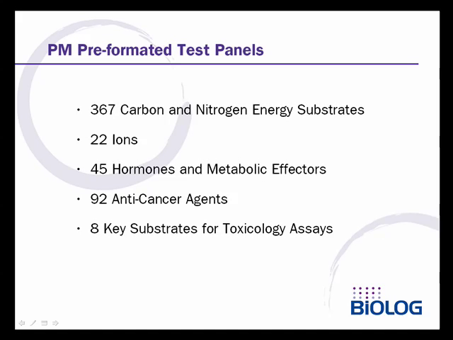Biolog offers a variety of test panels, and some or all of these can be used in phenotypic testing of cell lines. The assays examine stimulation or inhibition of cells by carbon and nitrogen energy substrates, ions, hormones and metabolic effectors, anti-cancer agents. A toxicology assay is also available using 8 energy substrates. More information on the use of this assay is presented in the toxicology slide set in this series.